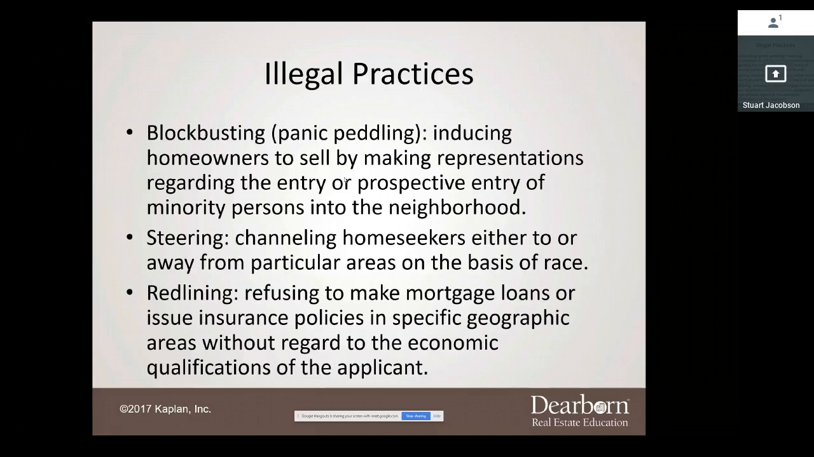Okay. If you said, hey, Mr. and Mrs. Homeowner, I don't know if you thought about selling lately, but there is a particular religious organization that is moving into the area, and that might cause your home equity to drop drastically. So I think that now might be the time to sell. That's panic peddling. Saying, hey, you're interested in selling? If you are, I'm a great realtor. That's not panic peddling. Soliciting? Not panic peddling.